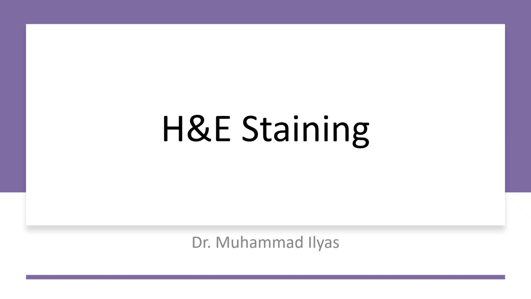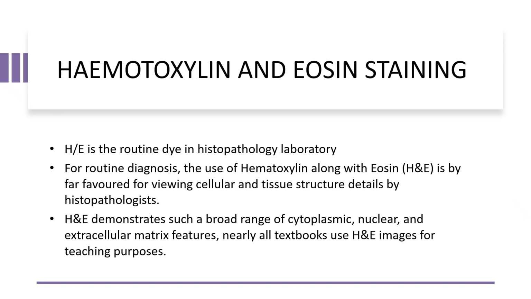So the last lecture of the series is hematoxylin and eosin staining. Hematoxylin is a routine dye in histopathological laboratories. For routine diagnosis, the use of hematoxylin along with eosin is by far favored for viewing cellular and tissue structure detailed by histopathologists. Hematoxylin and eosin demonstrate such a broad range of cytoplasmic, nuclear, and extracellular matrix features. Nearly all textbooks use hematoxylin and eosin images for teaching purposes.